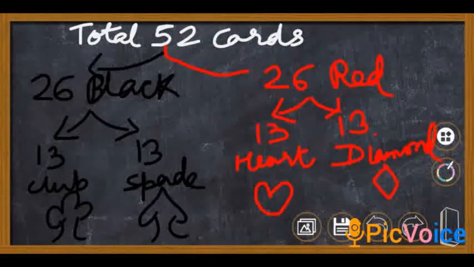Now let us get familiar with the pack of cards. A pack or a deck of cards has got total 52 cards, out of which 26 are black and 26 are red. Now these 26 black cards can further be divided into 13 club and 13 spade cards. You can see the figure of club and spade. Now these 26 red cards can again be divided as 13 heart cards and 13 diamond cards. Again the shape of heart and diamond is given. So you can see there are total 26 black cards and 26 red cards. There are total 13 club cards, 13 spade cards, 13 heart cards and 13 diamond cards.